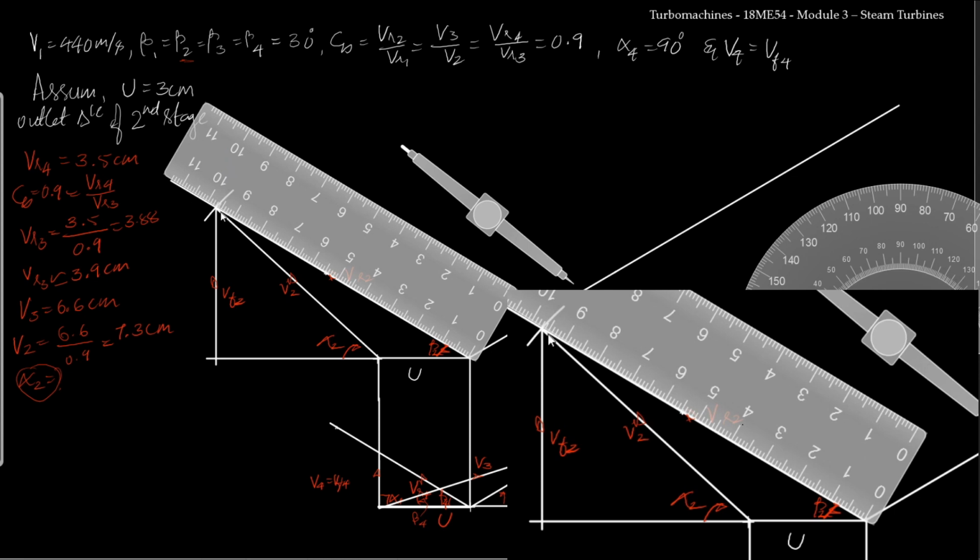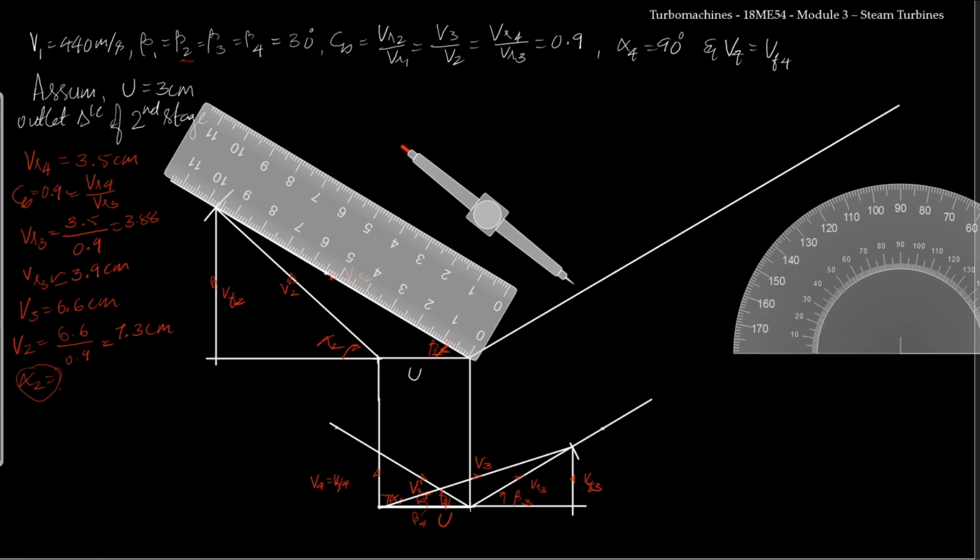So the length is approximately 9.7 centimeters. So VR2 is 9.7 centimeter. So with the relation of CB, VR1 will be equal to length of VR2 divided by 0.9, that is 9.7 divided by 0.9. So 9.7 by 0.9 will be equal to 10.77 centimeter. So the length of VR1 can be approximated as 10.8 centimeter.